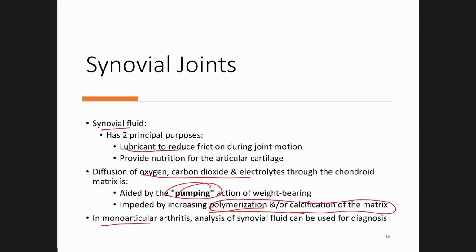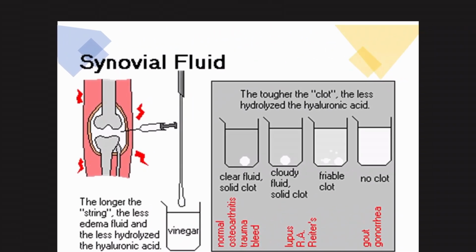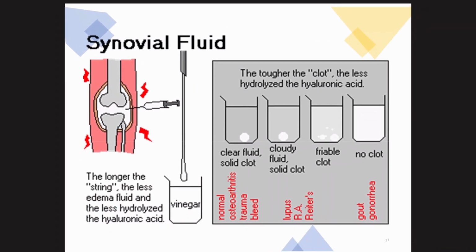In monoarticular arthritis, what does that mean? One joint. So if you have one-sided joint pain, just my right knee is killing me, just the right knee. If it was both knees, that's polyarticular. But we only have one problem. So if you ever have someone coming in with joint pain in just one joint on one side, do a synovial fluid analysis. You can do a needle stick, put a needle inside that joint, pull the fluid off, and see what it is.